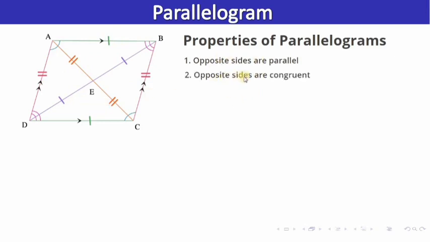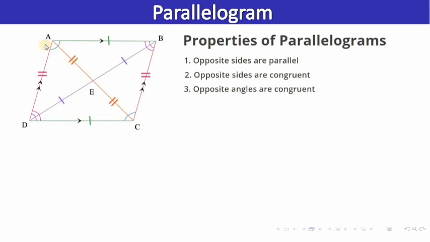Next, opposite sides are congruent. Congruent means equal. So they are not only parallel but they will be equal also. So in other words, I can say that AB is equal to DC, and the other pair of opposite sides, CB, will be equal to DA. I hope this is clear. So you have to keep that in mind. So opposite sides are parallel and they are equal also.